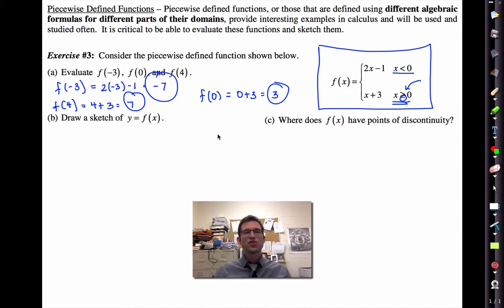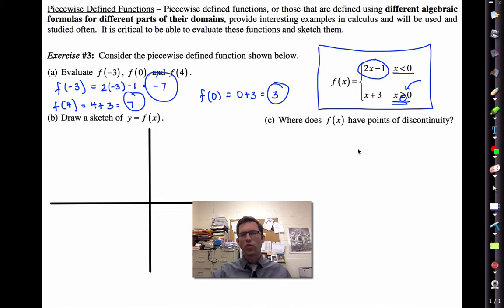Letter B asks us to draw a sketch of f of x. So I'd like to draw a sketch of this function. I'm going to draw a couple axes, all right? And I'm going to show you the way that I talk to students about sketching piecewise functions. To begin with, I generally ignore the intervals, unless there's something that really strikes me about them.